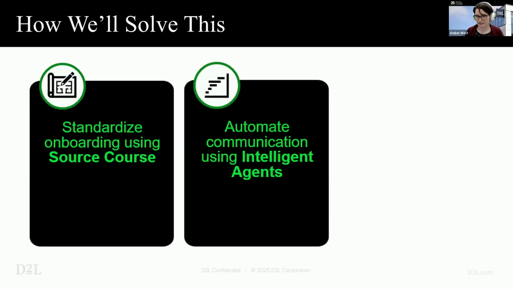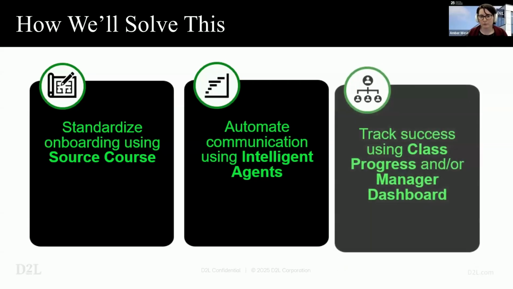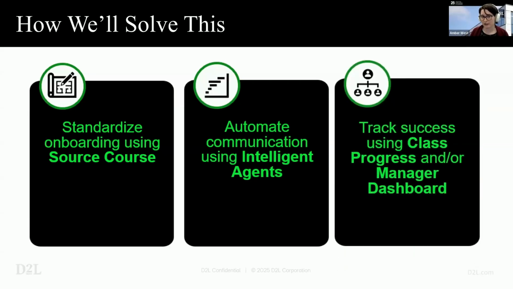Finally, tracking that success. Tools like class progress give administrators a clear view of who's started, who's falling behind, and who's completed the course. So you can step in early instead of reacting later. And for managers, the manager dashboard gives visibility into the team's progress, so they don't have to rely on admins for updates. At PSN, this means managers can quickly see who's completed onboarding and who hasn't, and can take action right away. That's where you start to see shared accountability.